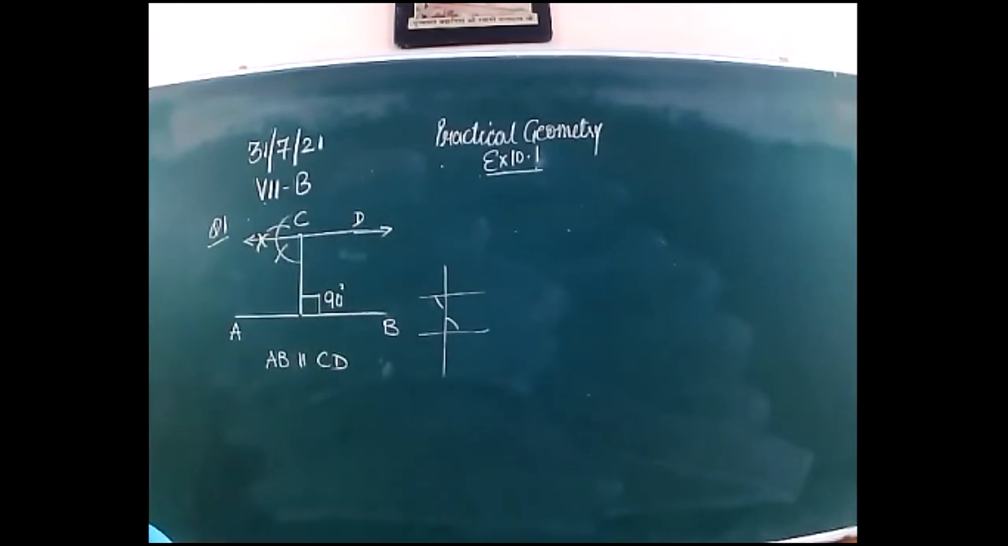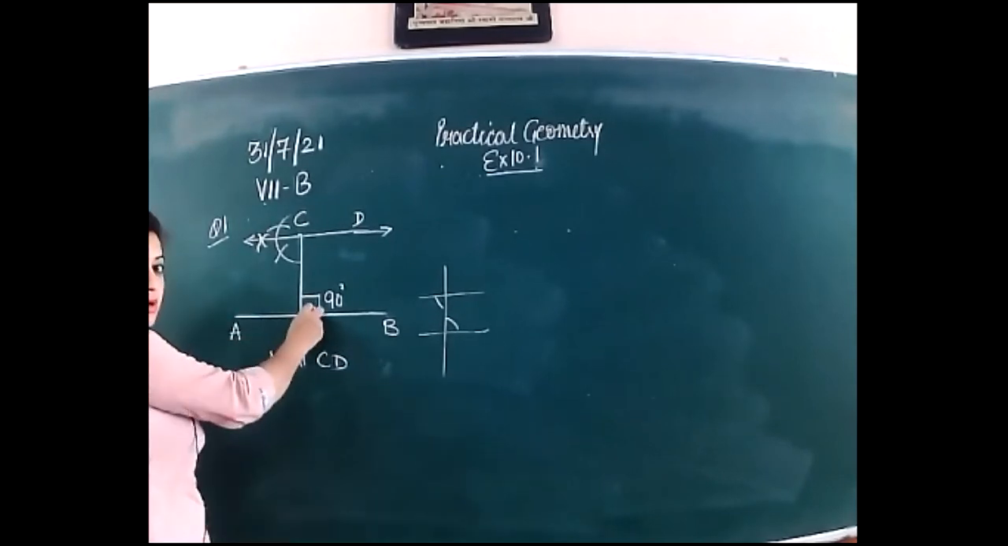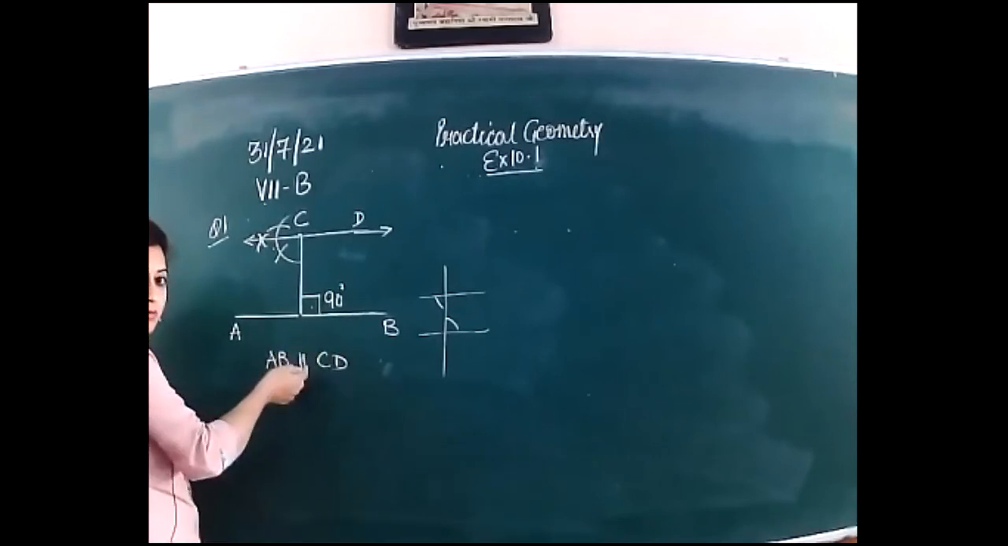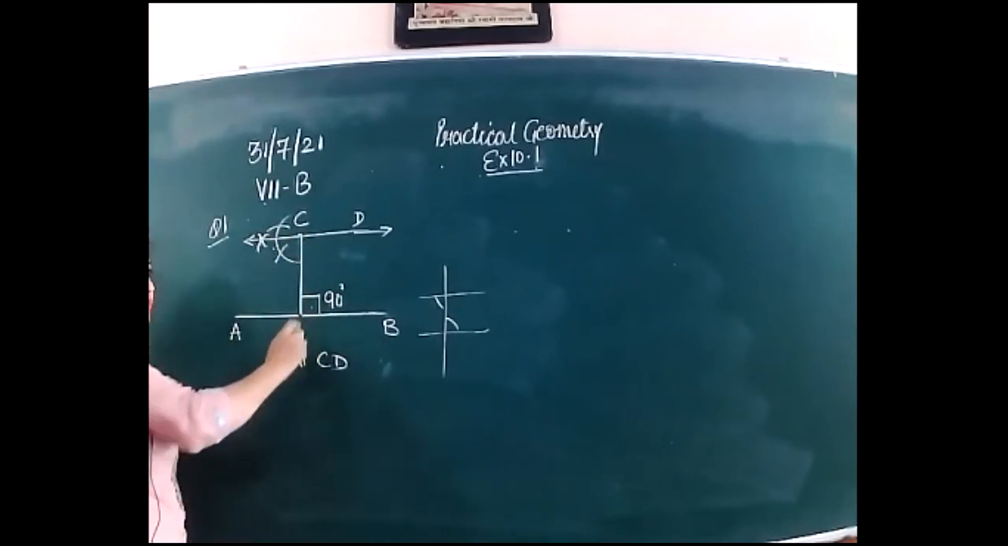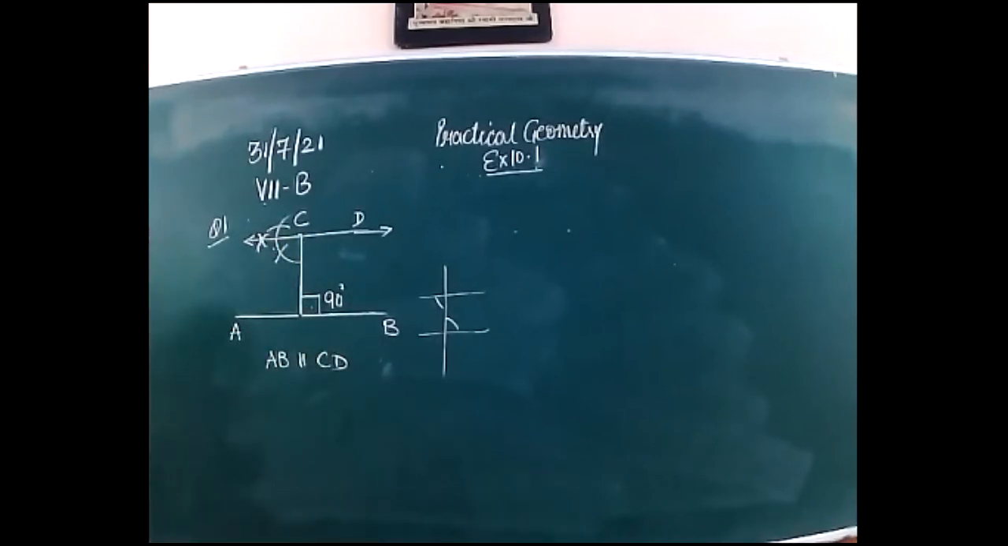Okay ma'am. Ma'am, done. Okay. You can also make 90 here with the compass, like we made this one, but we know that this is a straight line, so it makes 90 degrees with the base, no need.